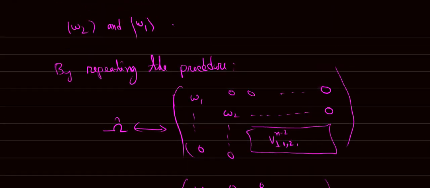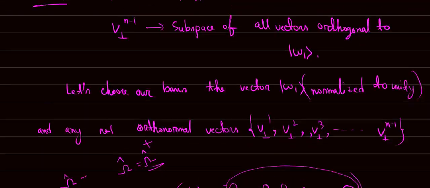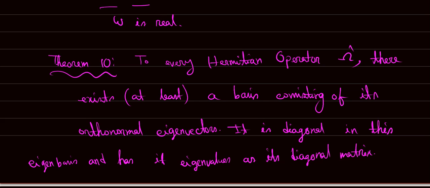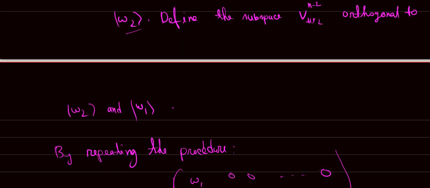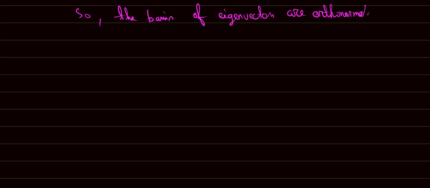So if we look into theorem 10, it says it has at least one. Okay, at least one. That means there can be more than one basis of eigenvectors that diagonalize our operator phi. So when will we find more than one basis of eigenvectors that diagonalize our operator? This is called degeneracy. So what is degeneracy?